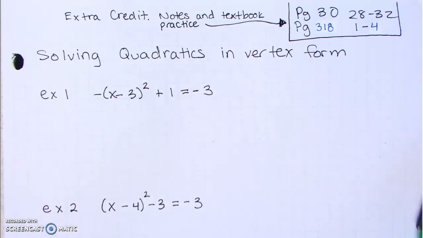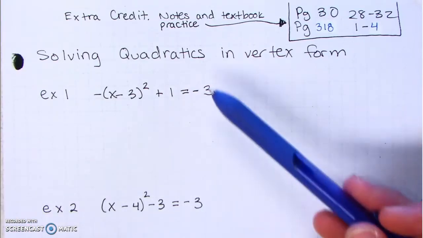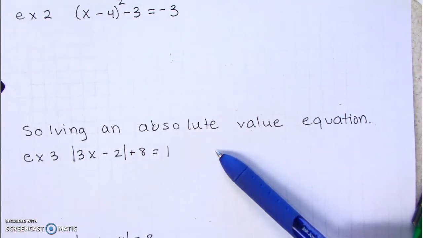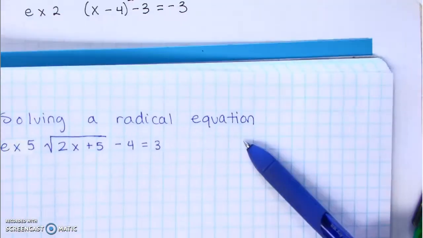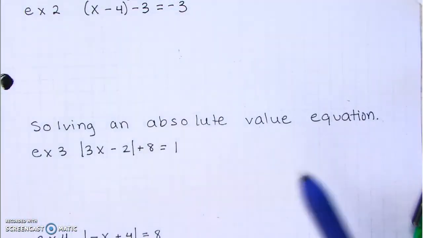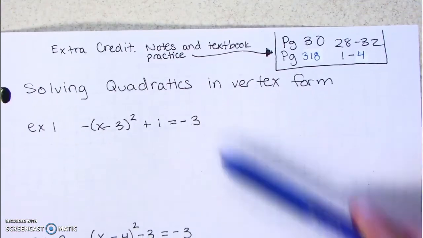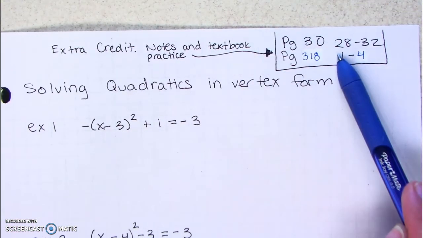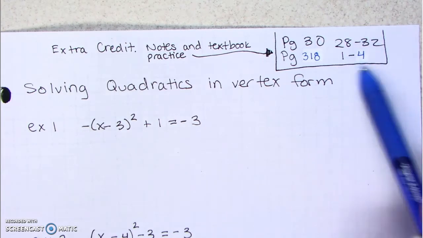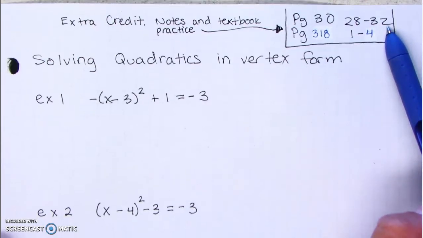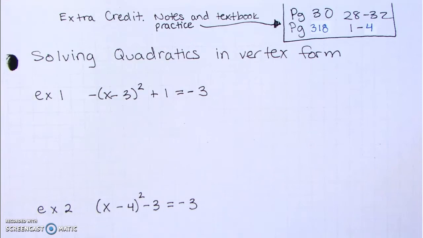Okay, for Math 3, this is going to be extra credit on solving quadratics, solving absolute value equations, and solving a radical equation. To get the full points for this, you have to copy the notes, but then also do these textbook practice problems. And I think this adds up to just about 9, so it's not that bad. Okay, we're going to go through these quickly. You have to copy the notes and then do the practice on lined paper.